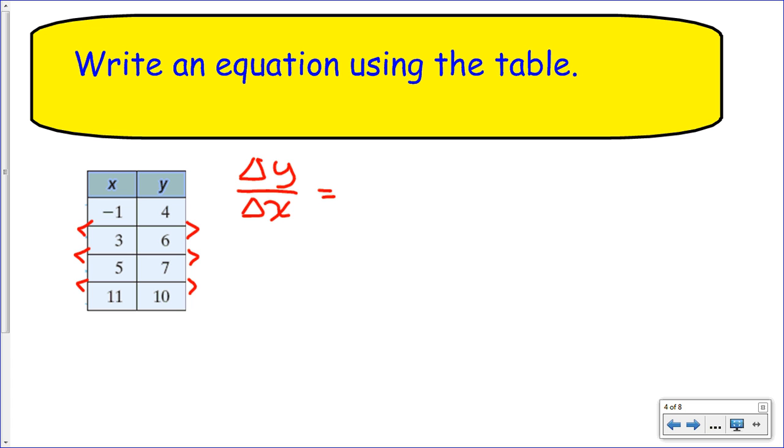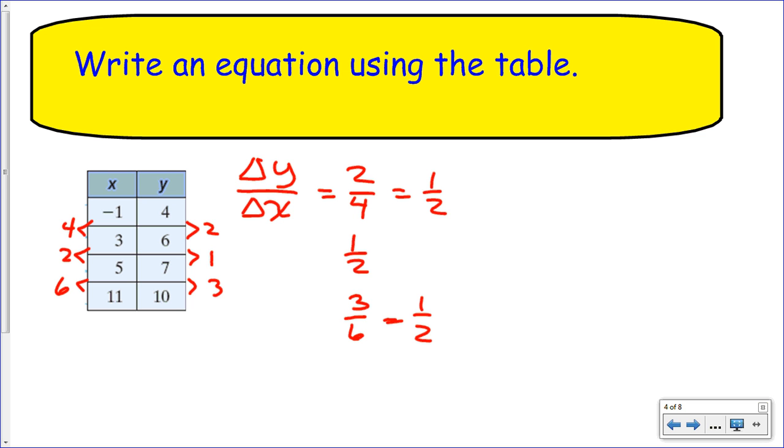So my change in y here looks like 4 to 6 is 2, 6 to 7 is 1, 7 to 10 is 3. Well, those aren't all the same, but we're going to keep looking here and see if this works. Negative 1 to 3 is going to be 4, 3 to 5 is 2, and 5 to 11 is 6. So when I do my change in y over change in x, this one is 2 over 4, which is just a half. Then this one is 1 over 2, which is a half. And the last one is 3 over 6, which is also a half. So it looks like my slope is a half. Okay, so I definitely want to check, though, just to make sure. So I can write down here that my slope is 1/2.